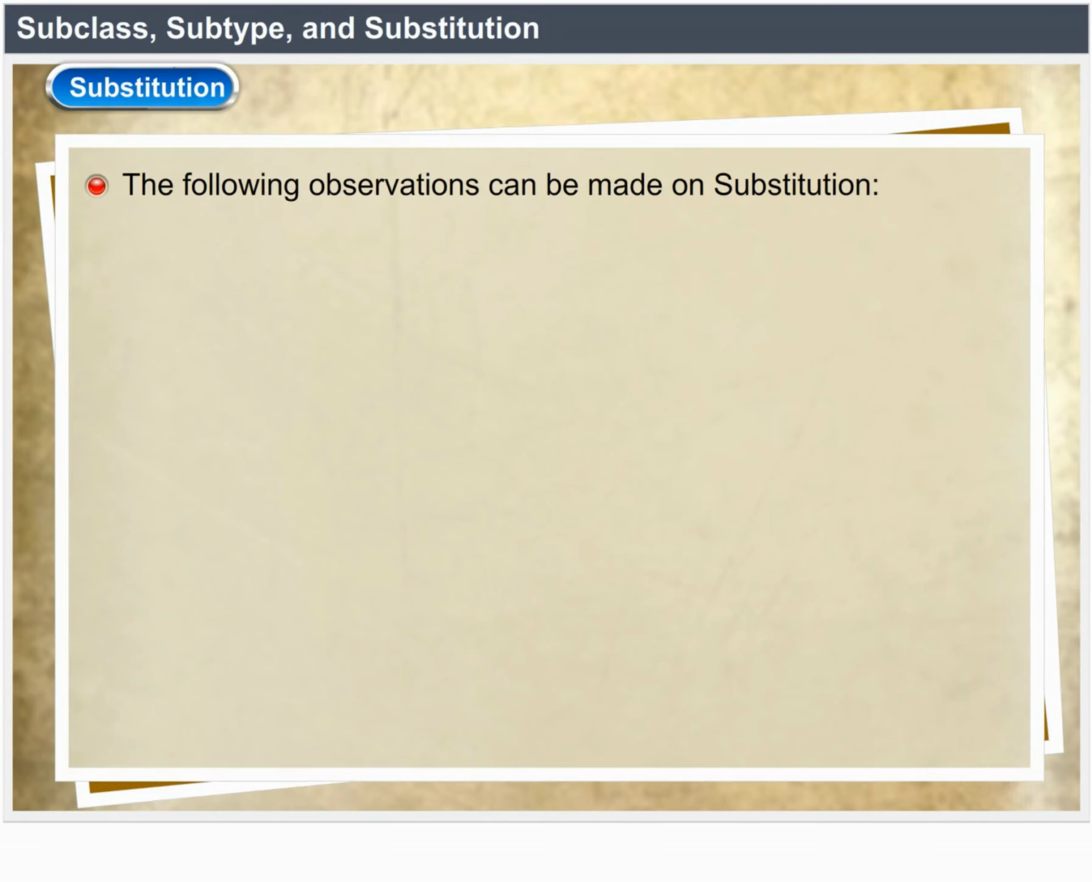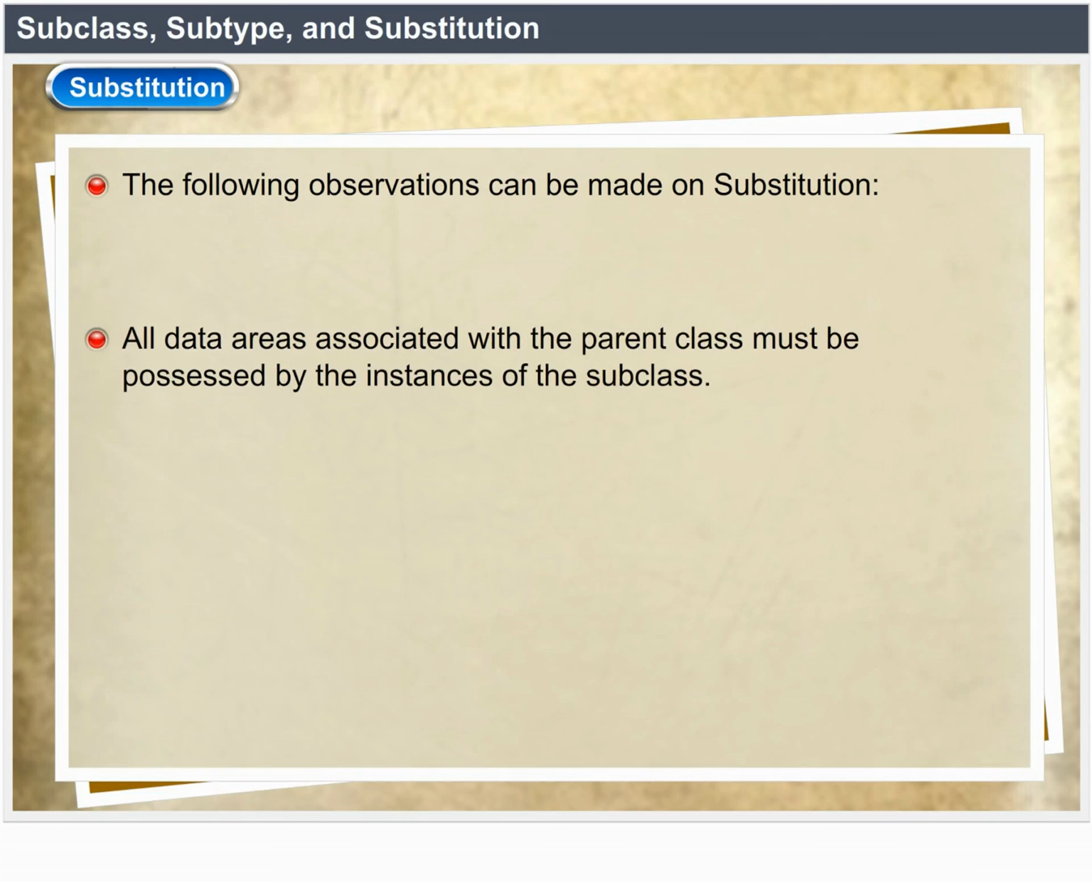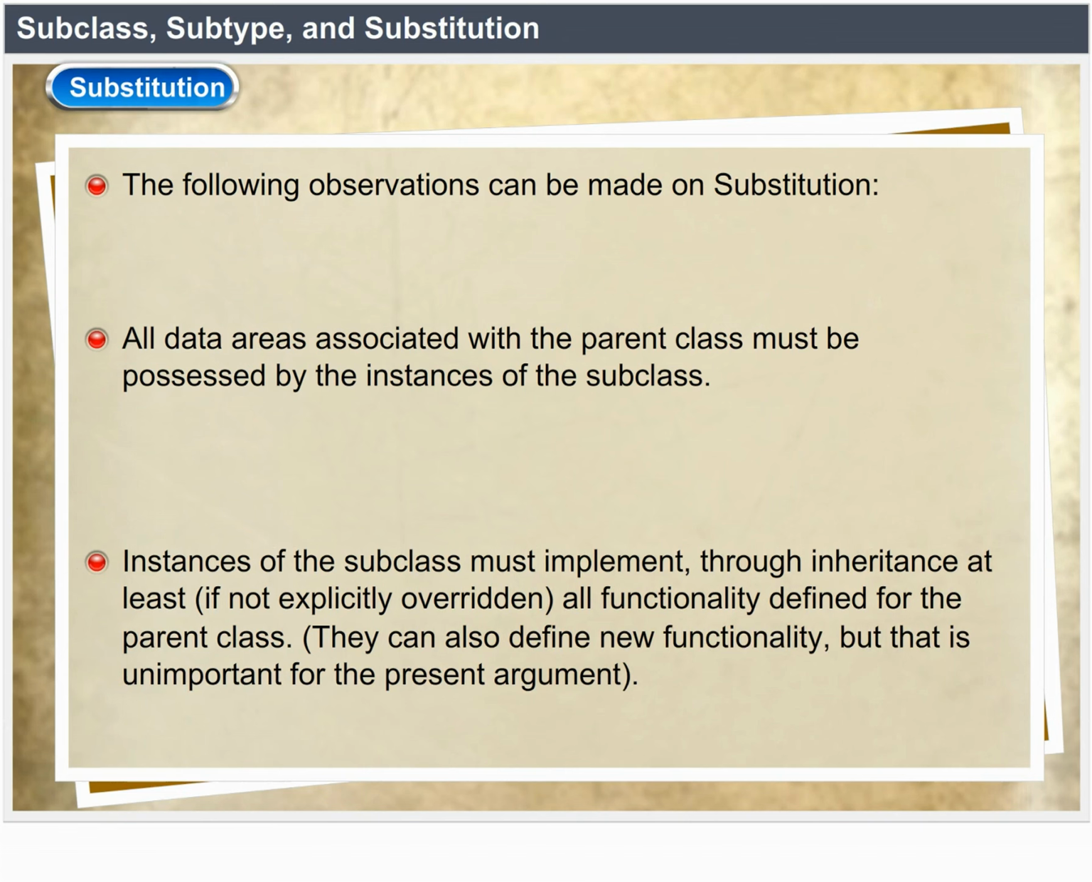Substitution. The following observation can be made on substitution. All data areas associated with the parent class must be possessed by instances of the subclass. Instances of the subclass must implement through inheritance at least, if not explicitly overridden, all functionality defined for the parent class. They can also define new functionality, but that is unimportant for the present argument.